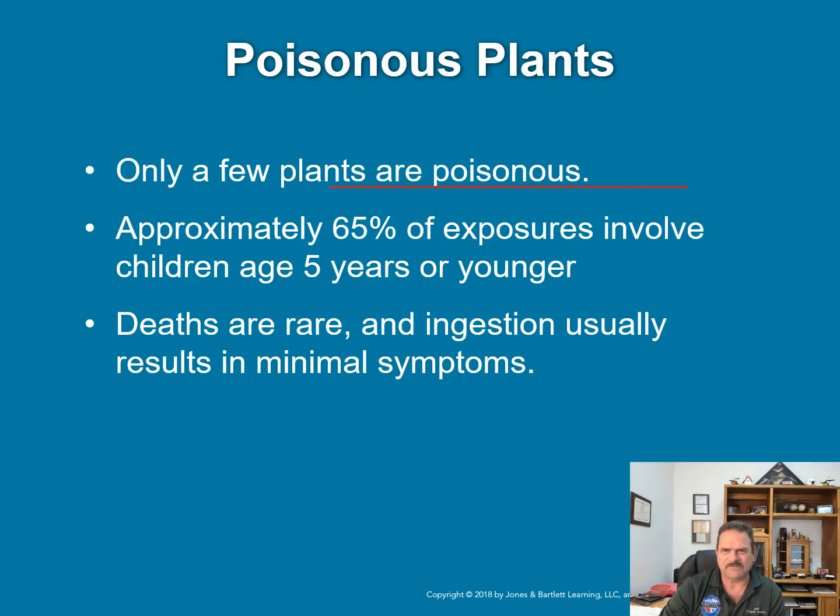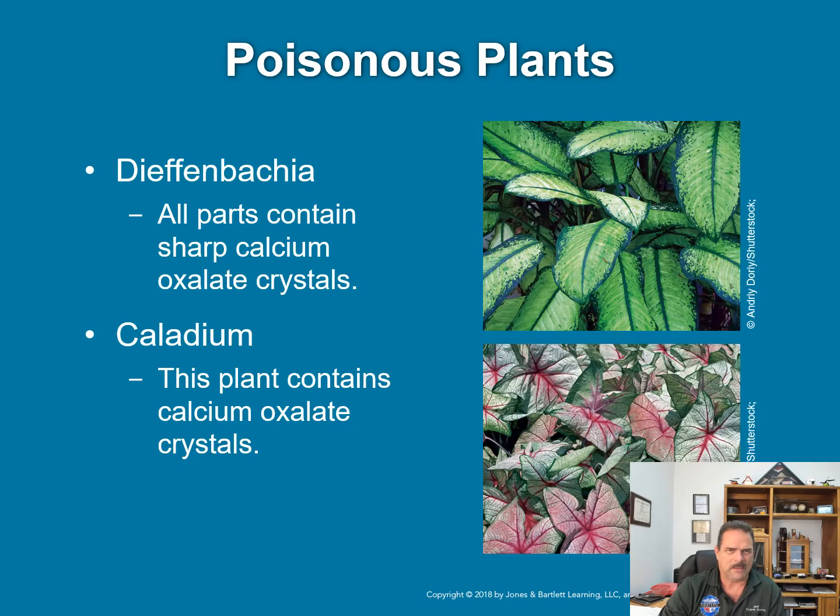Approximately 65% of the exposures involve children aged 5 years and younger. Deaths are rare, and ingestion usually results in minimal symptoms. Now, there's a few different ones that we can talk about. Dieffenbachia, which is a green plant with broad vegetative leaves. You can see here, all parts of the plant contain sharp calcium oxalate crystals. When ingested, these crystals cause burns in the mouth and tongue, paralysis of the vocal cords, and edema of the tongue and larynx, leading to airway compromise.